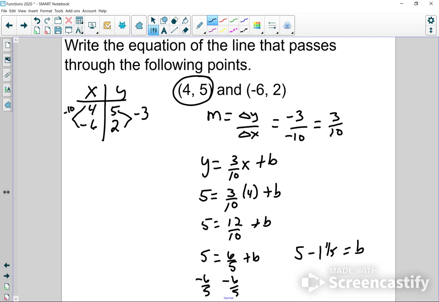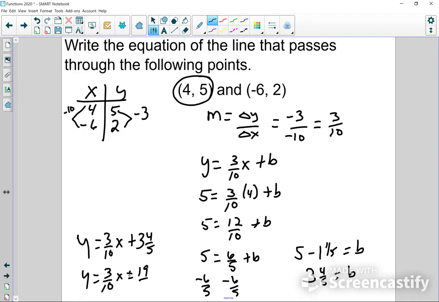So 5 minus 1 1/5. Well, 5 minus 1 is 4, and then I got to take another 1/5 away from that. So that's 3 4/5 is b. So this equation is y equals 3/10 x plus 3 4/5. Can you make that an improper fraction and still be correct? Absolutely. And it's a lot easier if you do make it an improper fraction. There we go. So I would take either one of these answers as being correct.